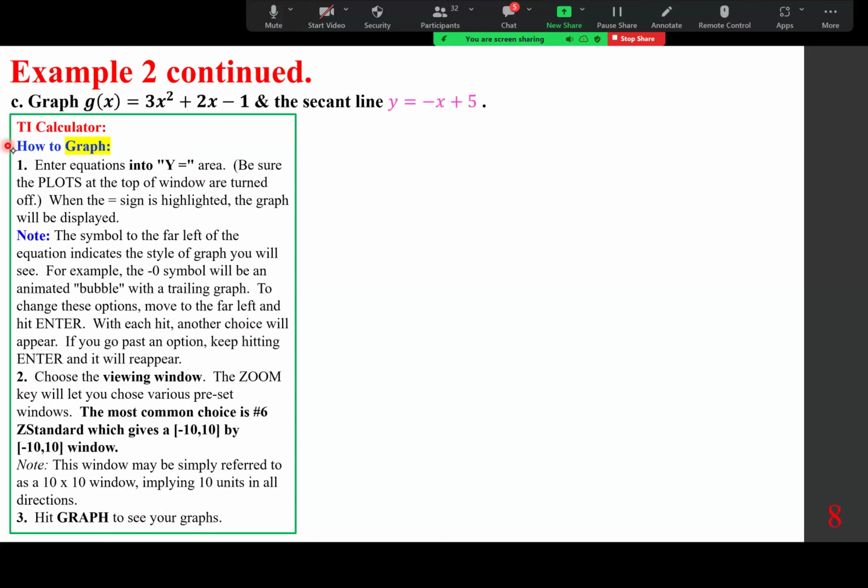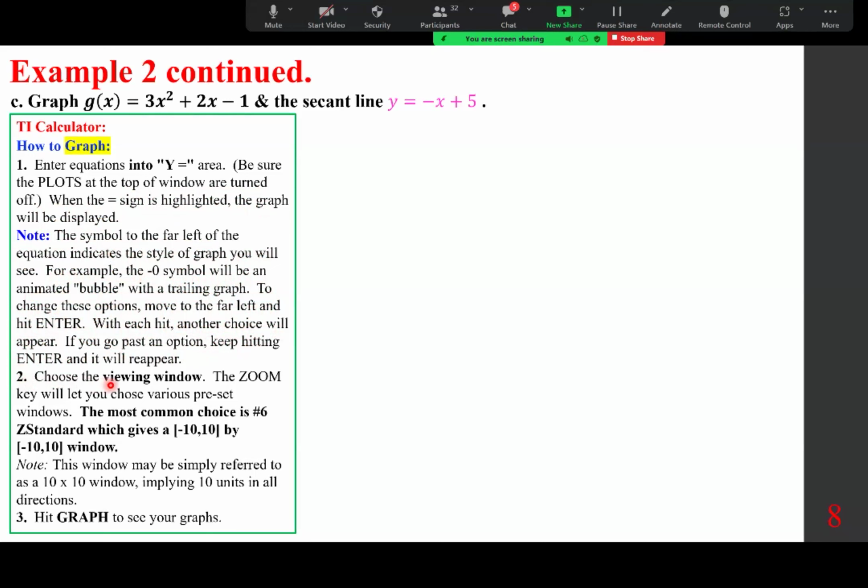Step 1, enter equations into the y equals area. Be sure the plots at the top of the window are turned off. When the equal sign is highlighted, the graph will be displayed. Note, the symbol to the far left of the equation indicates the style of graph you will see. For example, the -0 symbol will be an animated bubble with the trailing graph. To change these options, move to the far left and hit enter. With each hit, another choice will appear. If you go past an option, keep hitting enter and it will reappear.